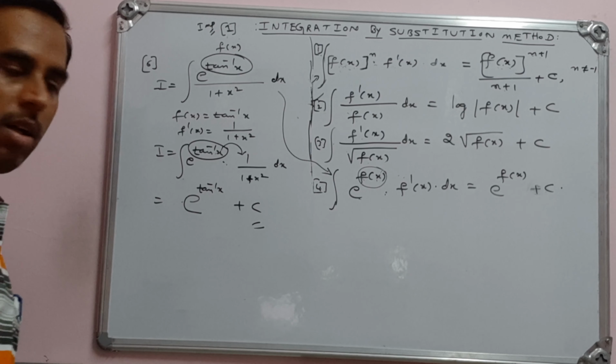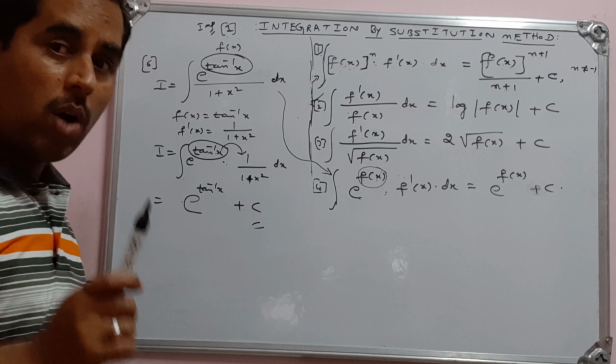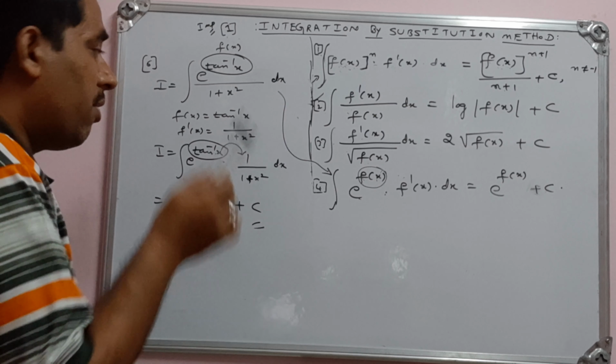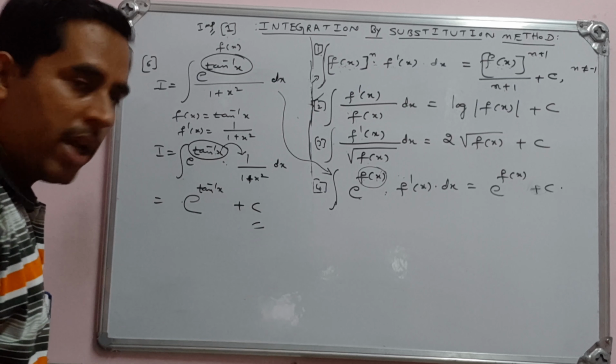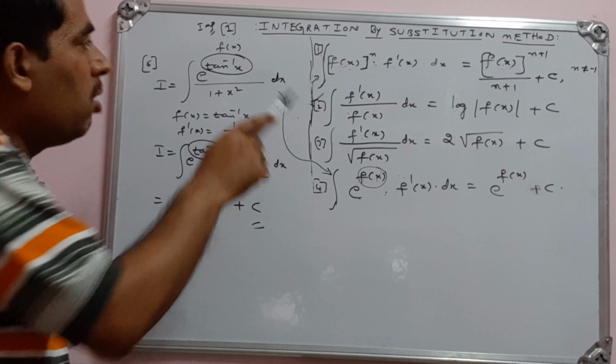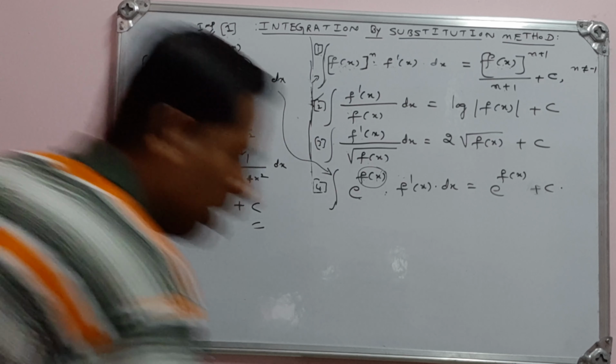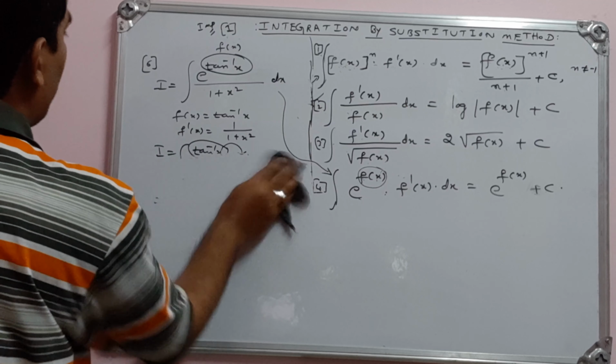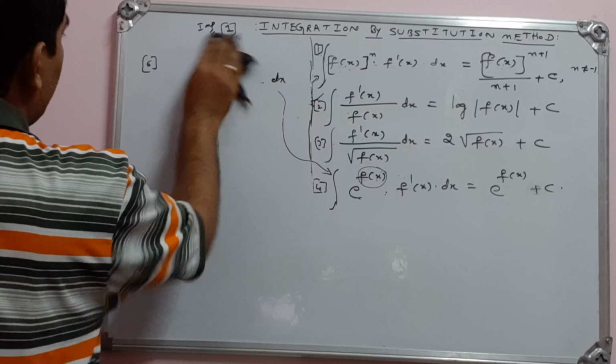I hope you are getting the idea or clue or technique. If I want to integrate the same problem by the substitution method, what will be your substitution? Put tan inverse x equal to t and differentiate both sides, then you get the same answer. That method also you can do. This is the sixth problem. Then let me go for the seventh one.